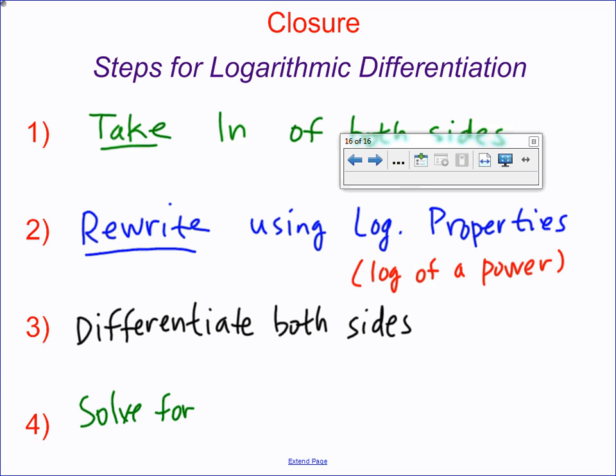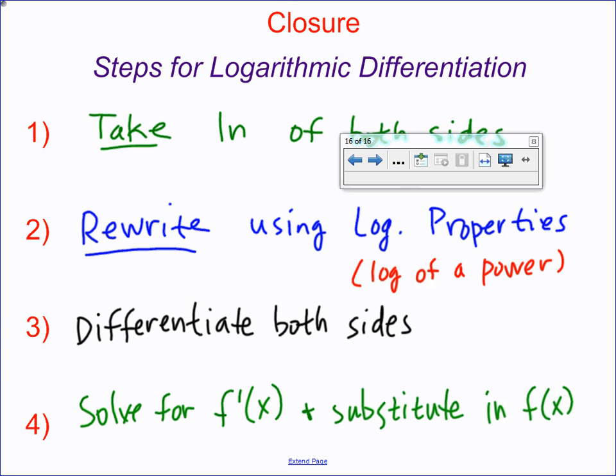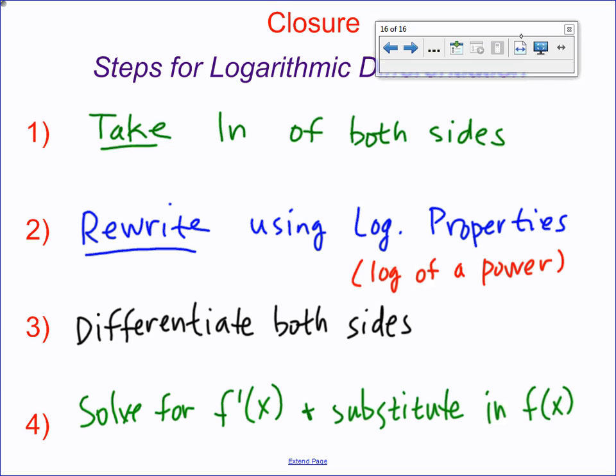And so our final step will solve for y prime. Do you want to call it y prime or f prime? So we'll solve for f prime of x and substitute back in for the original f of x. Awesome. What questions do you guys have about your 4-step process? Great work. Then I'm going to stop the recording now.